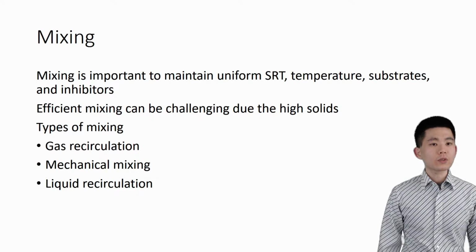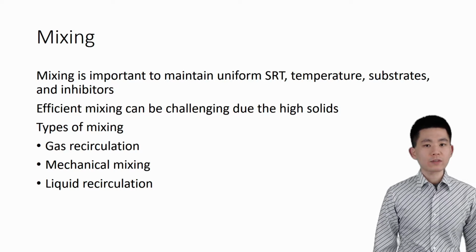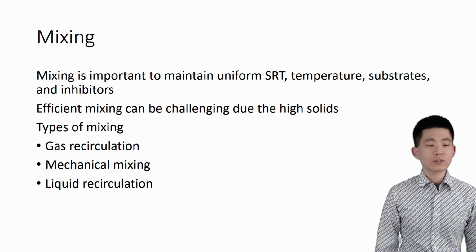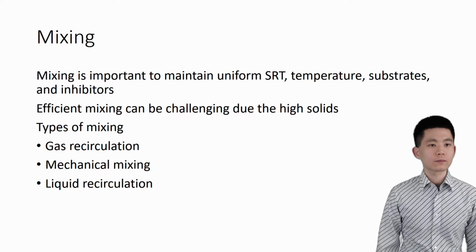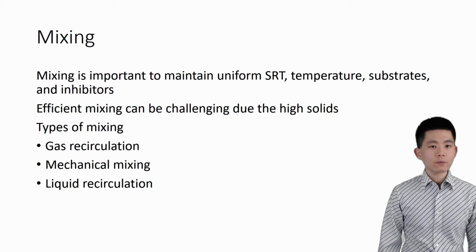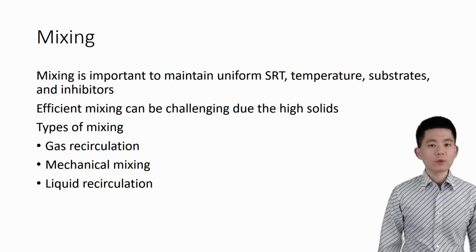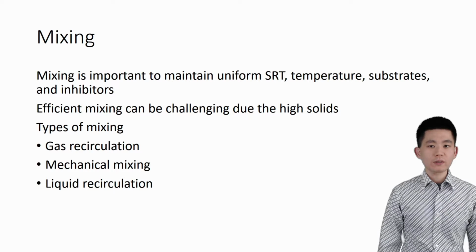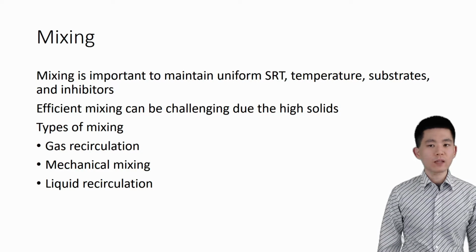We can recirculate the biogas to the bottom of the reactor using gas compressors and release the biogas using diffusers. As the biogas floats upward, it creates turbulence that mixes the liquid content. This is the most popular method for mixing. Some digesters use mechanical mixing such as propellers, while liquid recirculation is also often used, sometimes as a supplement to other mixing strategies.